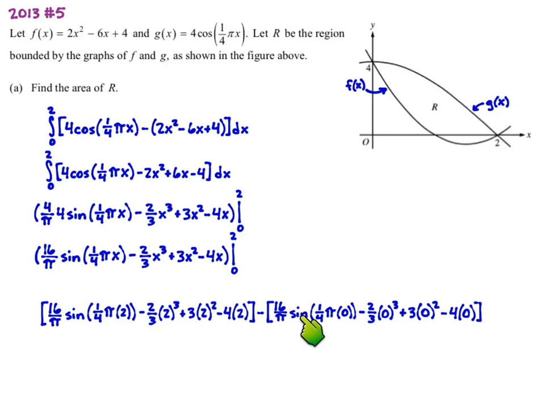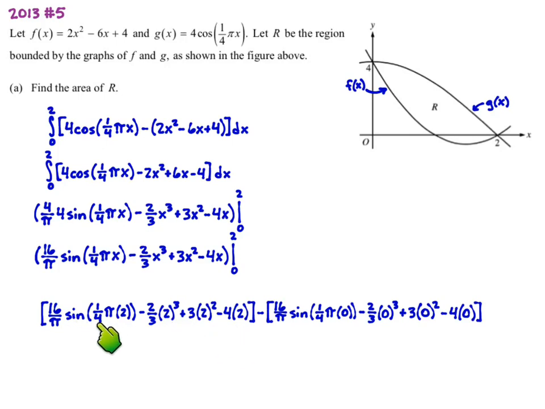In this case, the sine of 1/4 pi times 0, well, 1/4 pi times 0 is 0, and sine of 0 is just 0, so that's all 0. And then all of these polynomial expressions are all 0. So in this particular case, it does go away, but you still need to show the work even if it does go away. So we just need to basically simplify this first big term.